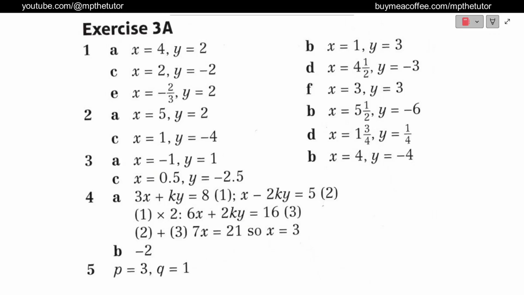The second method there is more useful in quadratic simultaneous equations, which is what we're going to look at next. So hopefully you've understood that a bit better, and you'll join me in looking at quadratic simultaneous equations, which is to do with x squareds and stuff like that.